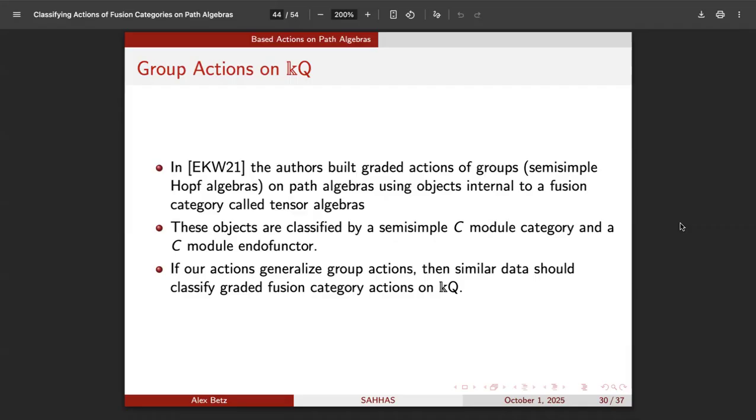And so you read this paper and I have this theorem about when group actions are fusion category actions and how to go back and forth. If you could classify some semi-simple Hopf algebra actions by this kind of data, what about fusion category actions? They should probably be classified by this data as well, right? Because they're somehow very similar. So that was already done.